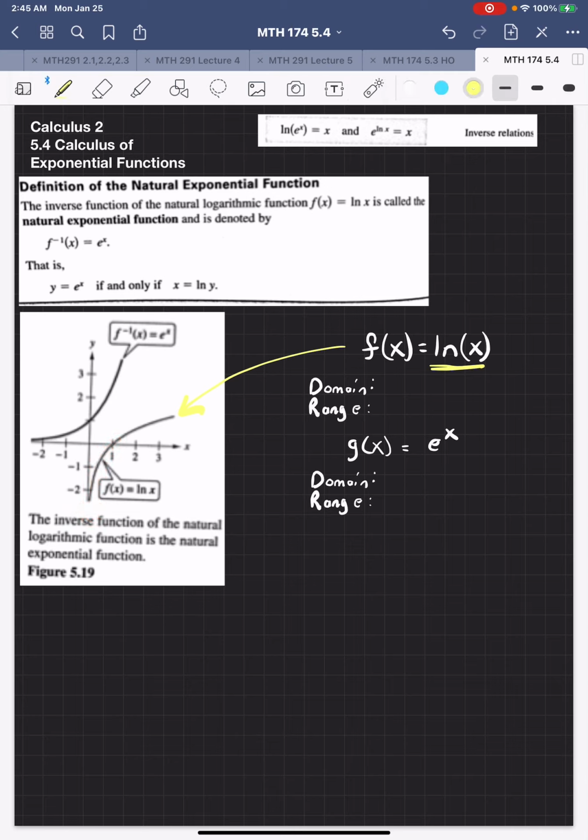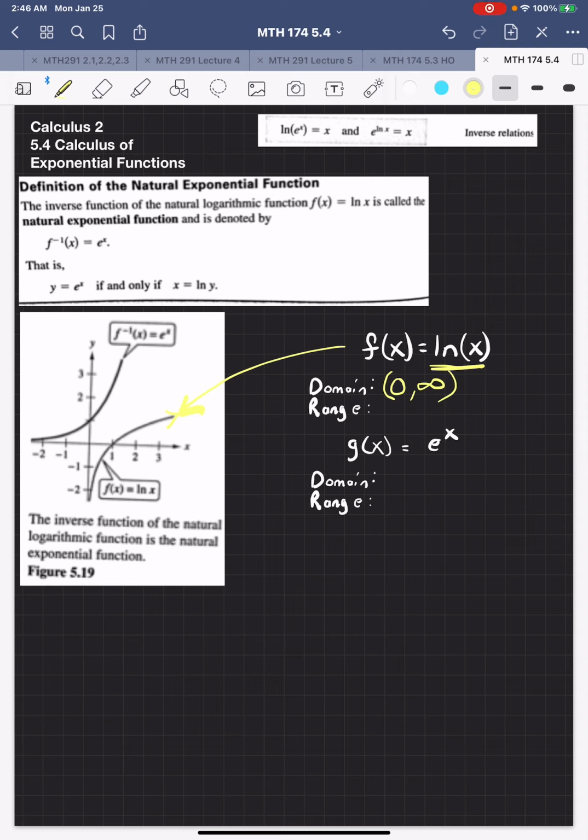So the domain gets as close as you want to 0, but it doesn't ever actually get to 0. Notice I'm using the parenthesis. And then it can proceed to infinity.